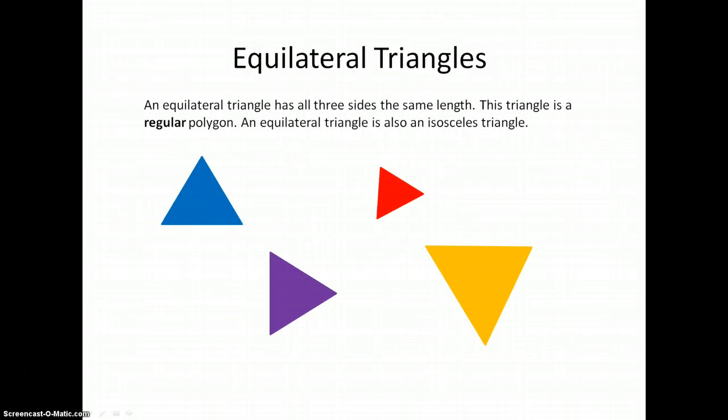Equilateral triangles have all 3 sides the same length. This makes the triangle a regular polygon because all 3 sides are equal and all 3 angles are equal. An equilateral triangle is also an isosceles triangle.